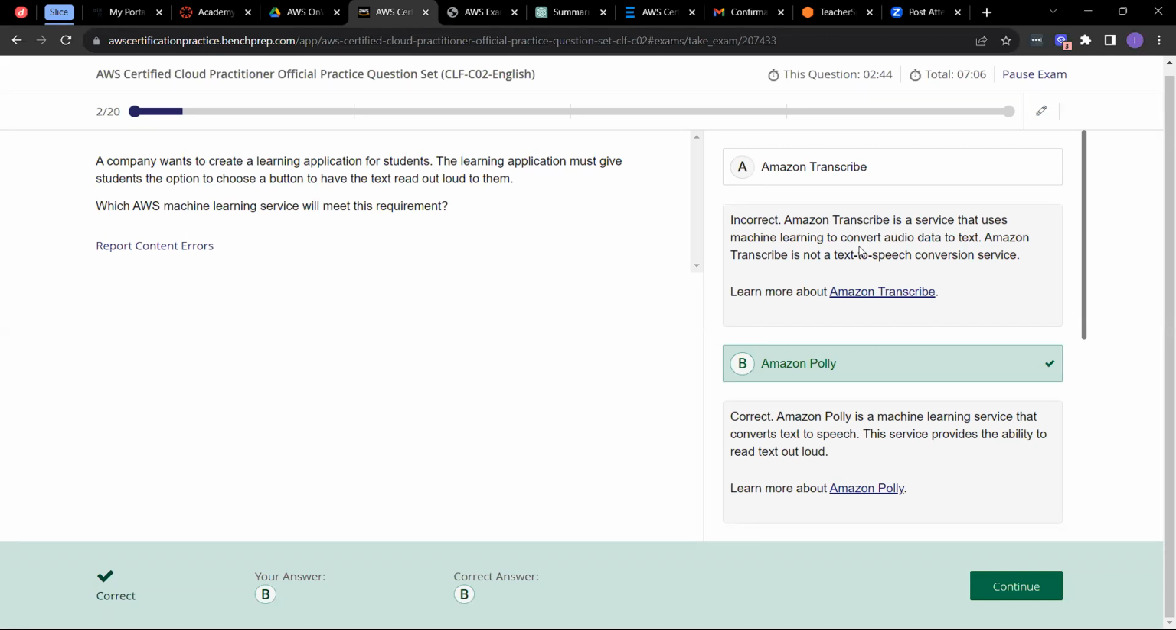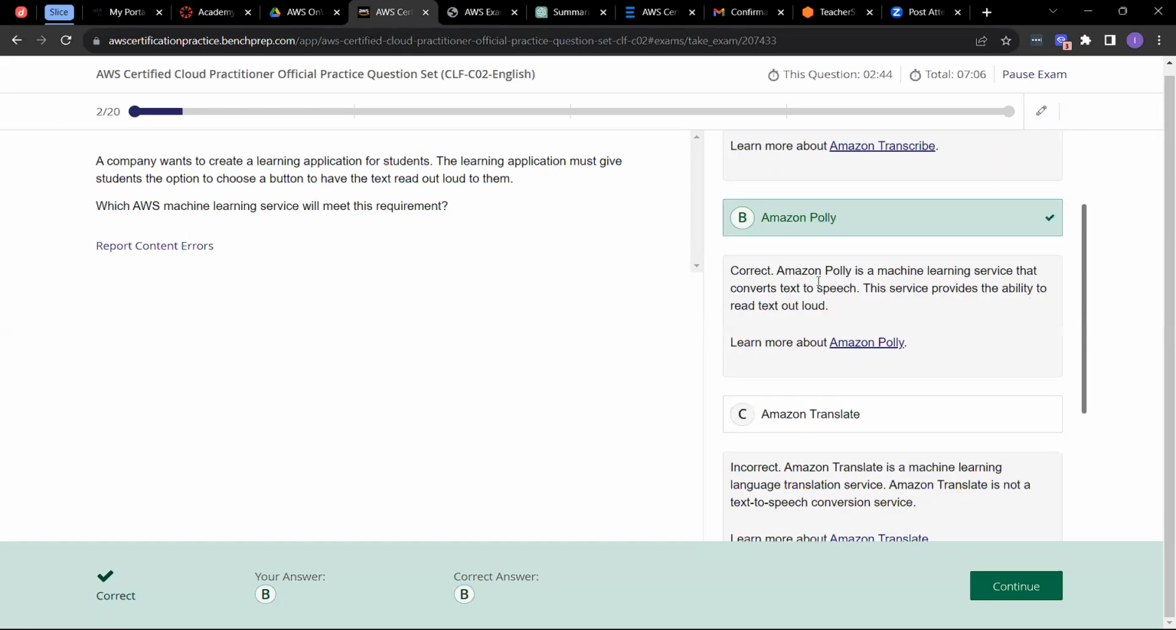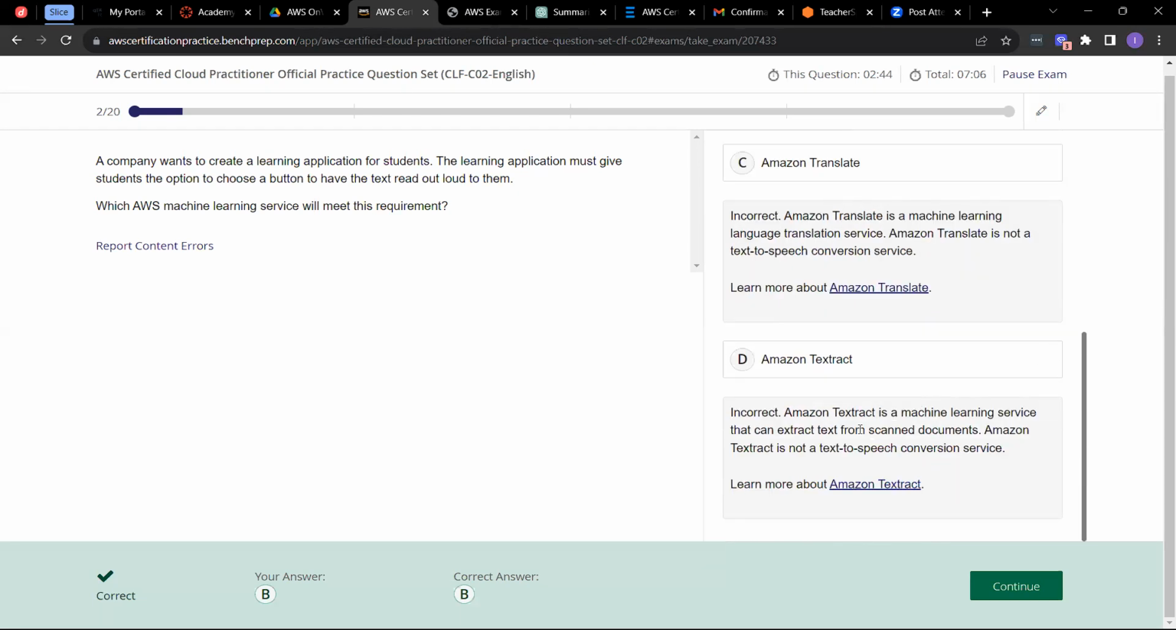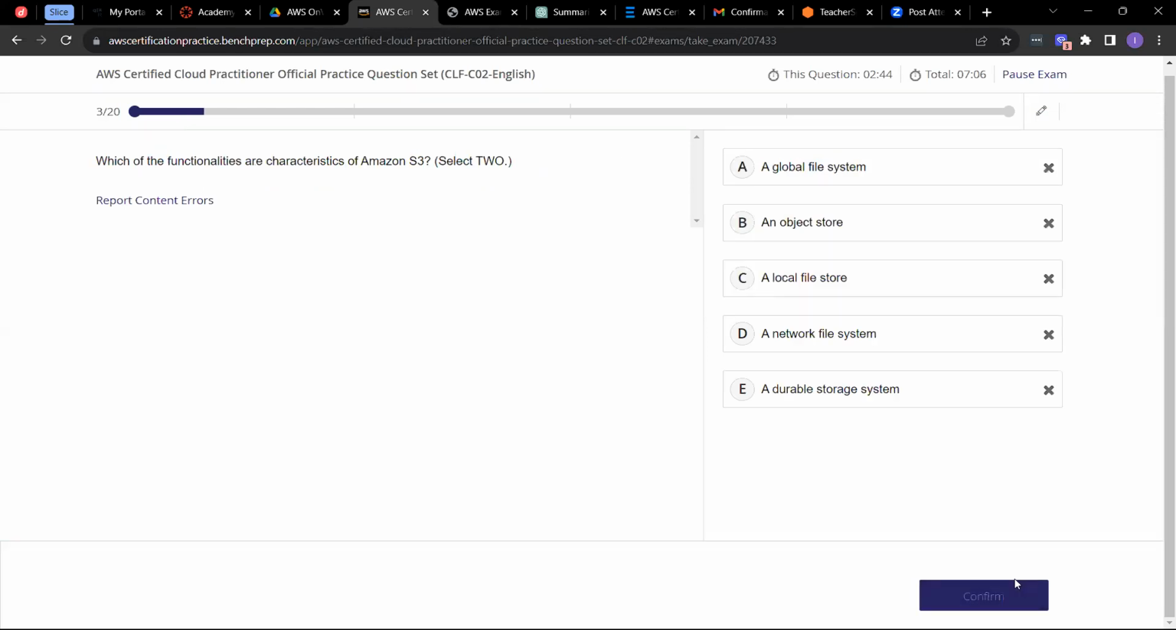As we explained, Transcribe is a service that uses machine learning to convert audio data to text. Polly is a machine learning service that converts text to speech. Translate is a language translation service. And Textract can extract text from a scanned document.